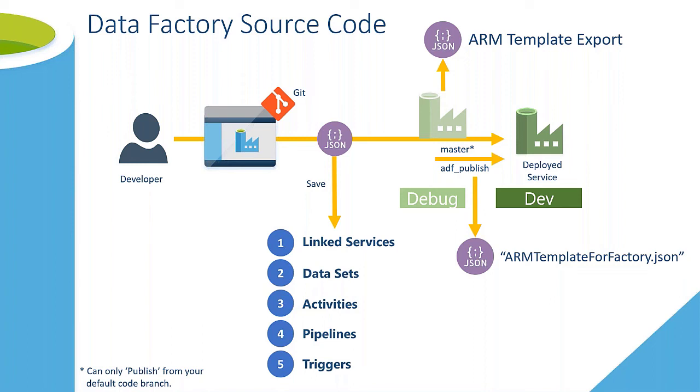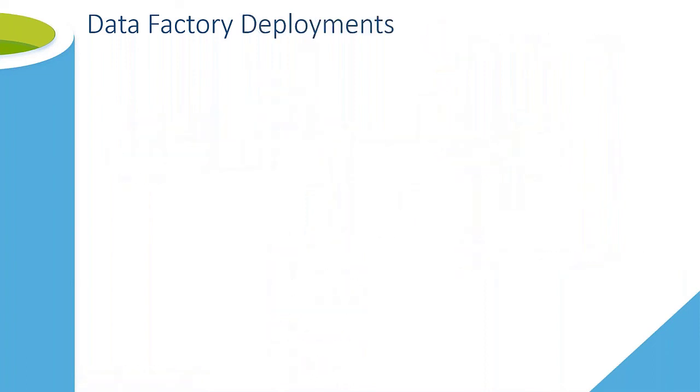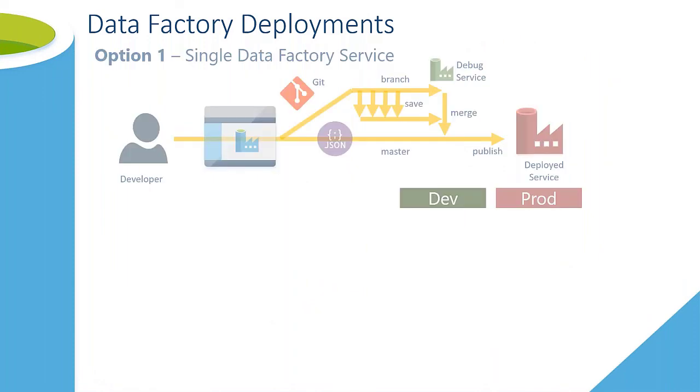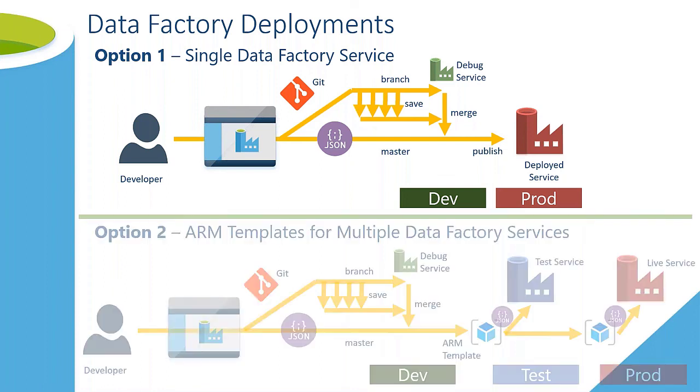So kind of putting those different flavors of source code in context, if we're talking about deployments, we could say option one, if we have a single Data Factory, not ideal, but we could say that our debug service and our Git connected version of Data Factory is what we're going to use for development, and we're going to hit publish, and then that's going to be our production service if we want. Again, not ideal, but one Data Factory.